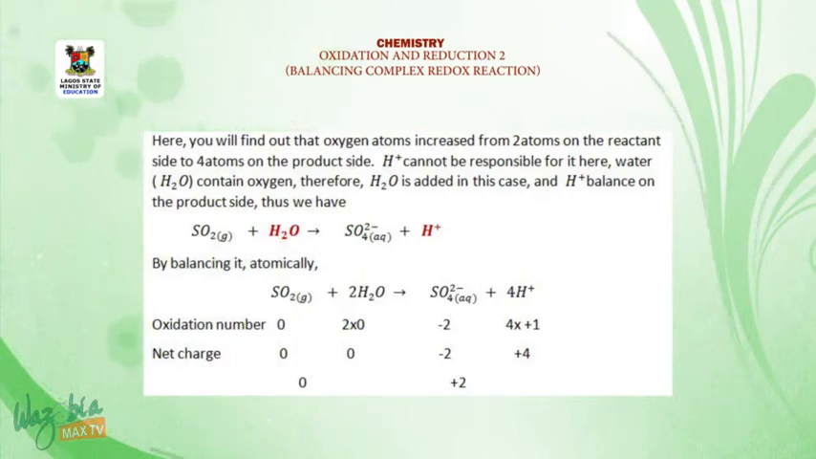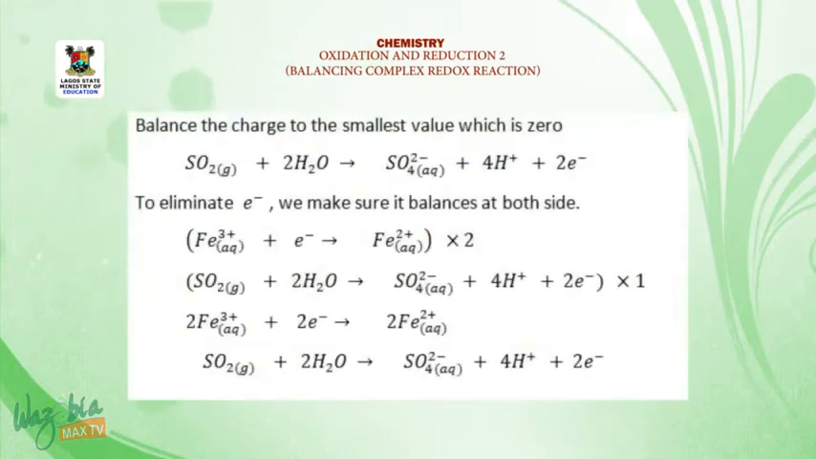Oxidation number wise, for SO2 we have 0, water we also have 0, that is 2 times 0. Then SO4 2- we have -2, and 4 hydrogen ions we have 4 times +1. So the net charge will be 0 on the reactant side and -2 + 4 on the product side. Balance the charge to the smallest value, which is 0. In order to eliminate the electron, we make sure that it balances on both sides, so we multiply the iron equation by 2 and the SO2 equation by 1.